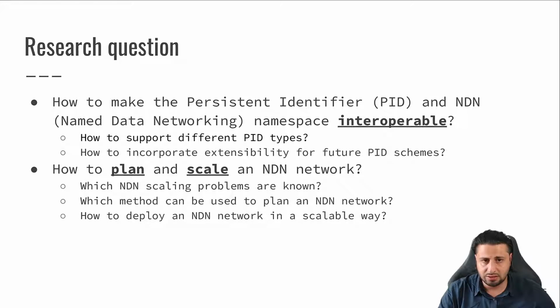Based on the technical challenges at CData Cloud to implement PIDs and NDN, we came up with the following research questions. How to make the PID and NDN namespace interoperable? With the following sub-questions: how to support different PID types and how to incorporate extensibility for future PID schemes. The next research question is how to plan and scale an NDN network. With the following sub-questions: which NDN scaling problems are known, which method can be used to plan an NDN network, and how to deploy an NDN network in a scalable way.